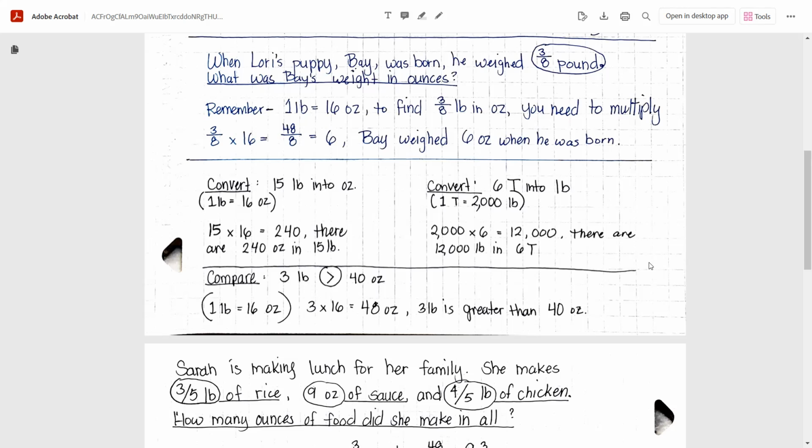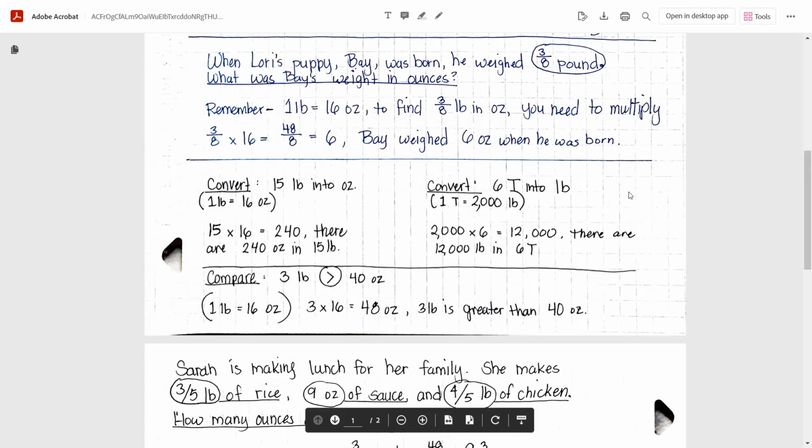Our next few examples are also conversions. So 15 pounds into ounces. Now I know 1 pound is 16 ounces. So to find 15 pounds in ounces, I need to do 15 times 16. 15 times 16 is 240. So there are 240 ounces in 15 pounds.